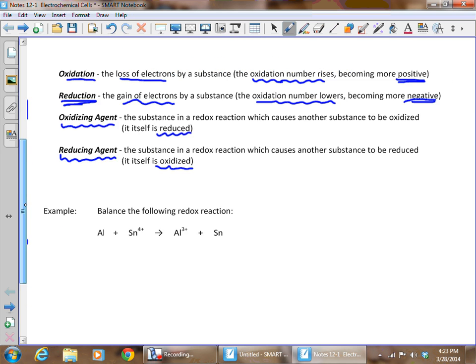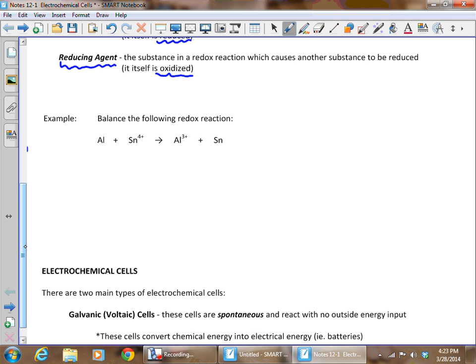When we look at balancing a redox reaction, remember the most common way to do that is with half reactions. The first thing we want to do is to find the substance that's being oxidized and the substance that's being reduced. So aluminum is changing from a 0 charge to a 3+ charge. So that's the substance that's being oxidized. We denote that with an arrow up above the reaction. And we use an arrow below the reaction to show the substance that's being reduced. The tin 4+ ion is reducing down to tin with a 0 charge, metallic tin.